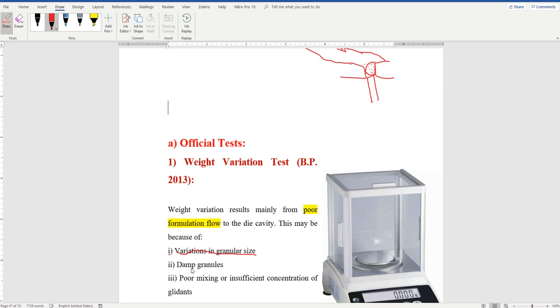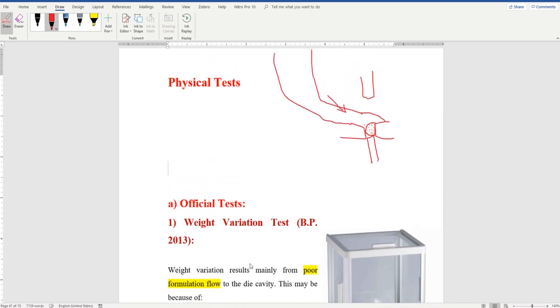Damp means moistened or wet. It's not dried. Let me tell you something here. When we prepare granules, for example by wet granulation, which is the most commonly used method, of course we do that. Why? Because these granules will be readily compressible. They have better flow. Then when we do that by the wet method, of course, after you wet your mixture, you need to granulate the mixture and then dry the granules, because the granules are wet.